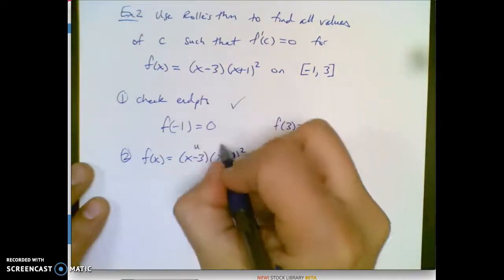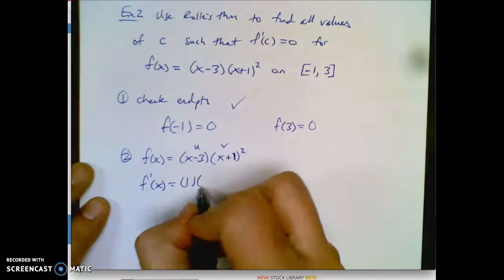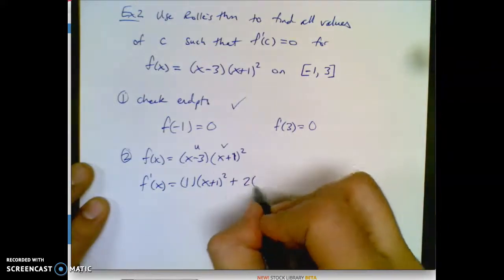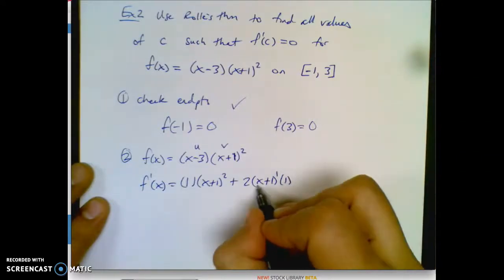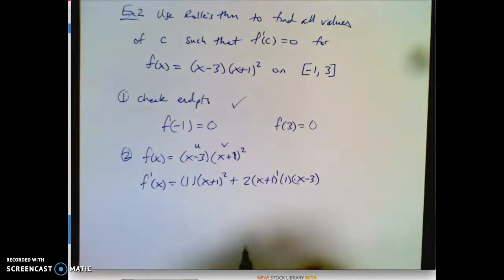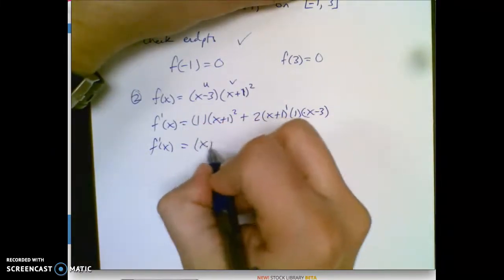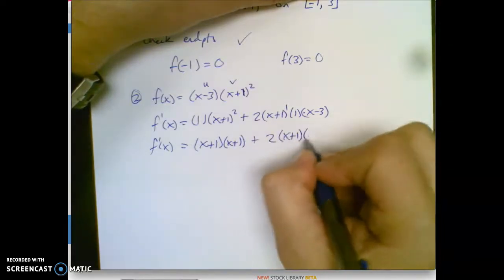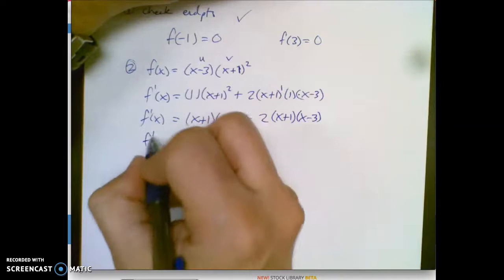All right, so if this is my u and this is my v, when I do my derivative, it's u prime, that's a 1, times v, plus v prime, oh, that's a ninja rule, 2 times this thing to the first, times the derivative of the inside, which is a 1, times u, which is x minus 3. So I just got to multiply this stuff out. Remember, this one is x plus 1 times x plus 1. This one's going to be 2 times x plus 1 times x minus 3 if I clean it up a little. And then I can FOIL this stuff out.